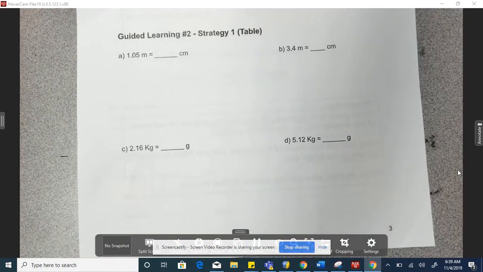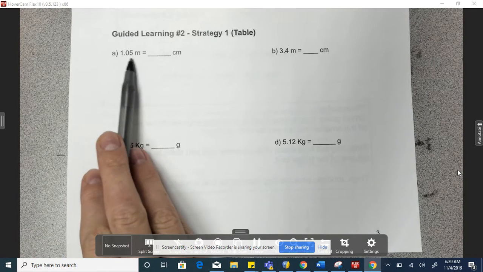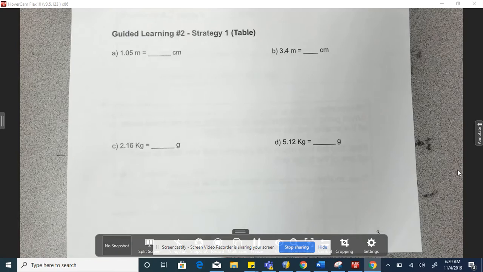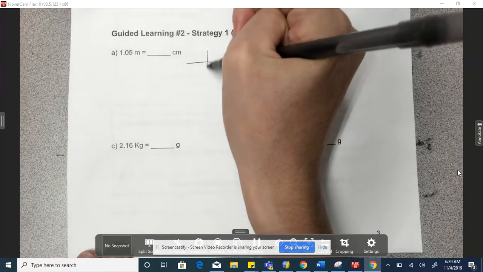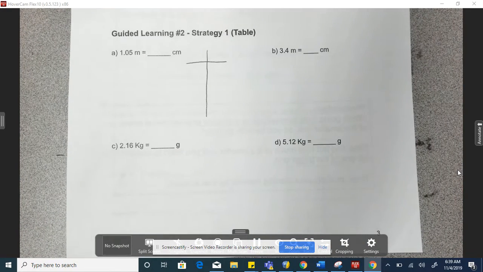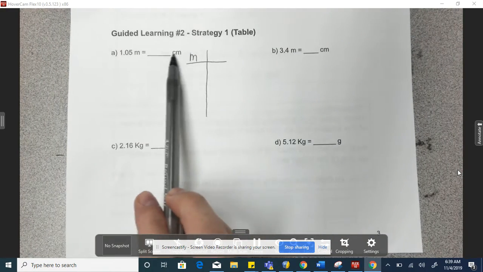The first strategy I'm going to teach you is going to be making a table. So we're going to start with 1,500 meters to figure out how many centimeters that is. We're going to make a table, which is going to look like this. On my left side, I'm going to write the measurement that I'm starting with, which is meters. And then on my right side, I'm going to write down the measurement that I'm converting to, so centimeters.